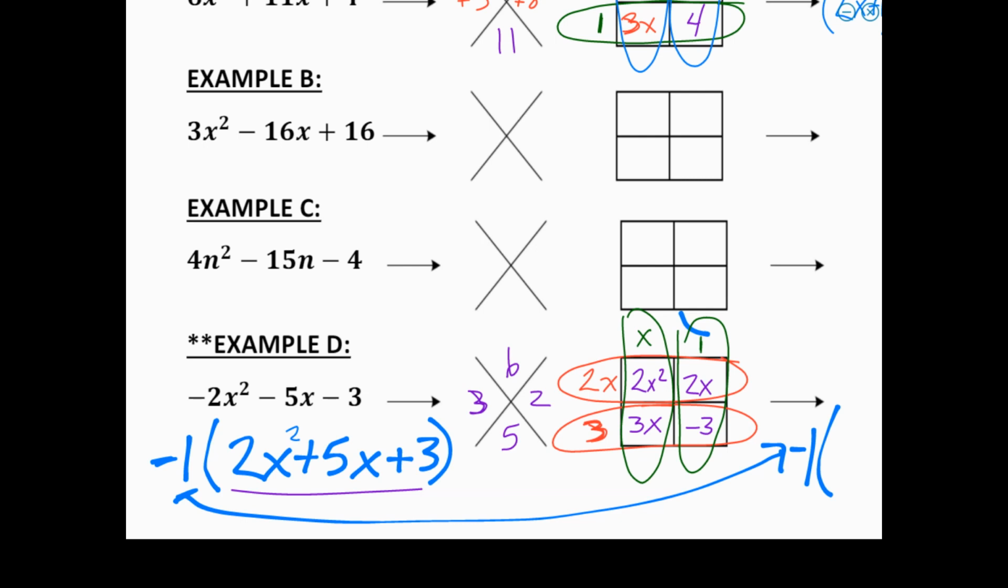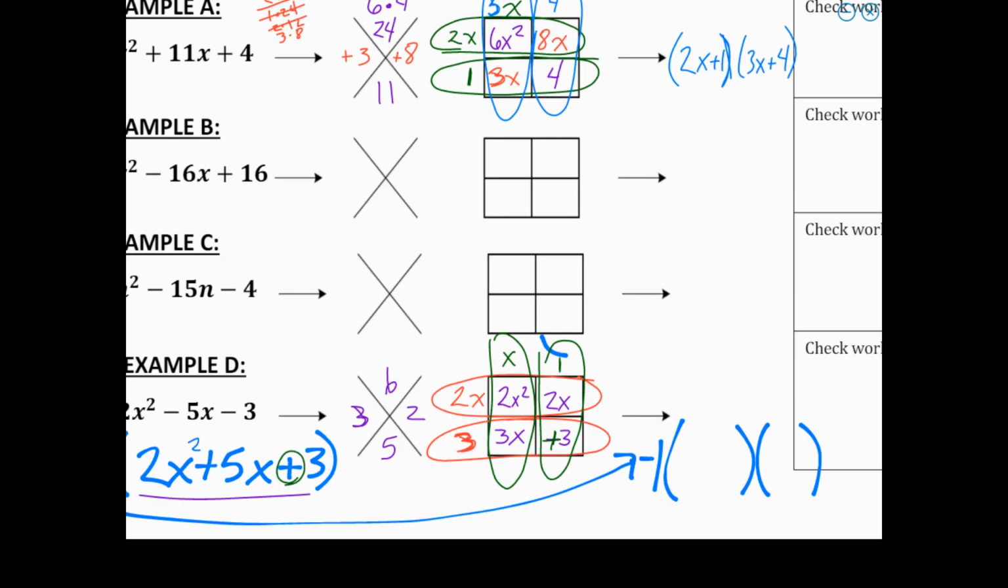However, does 3 times +1 give me -3? That'd be a -1. Oh, what did I do wrong in my box? I wrote a negative instead of a positive. This should have been a +3. So now my answer is -1 times 2x plus 3 and x plus 1. Okay, that -1 has to be included out front.